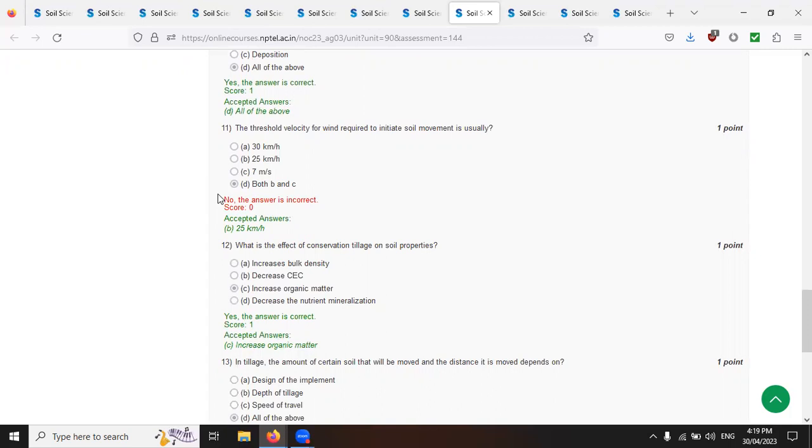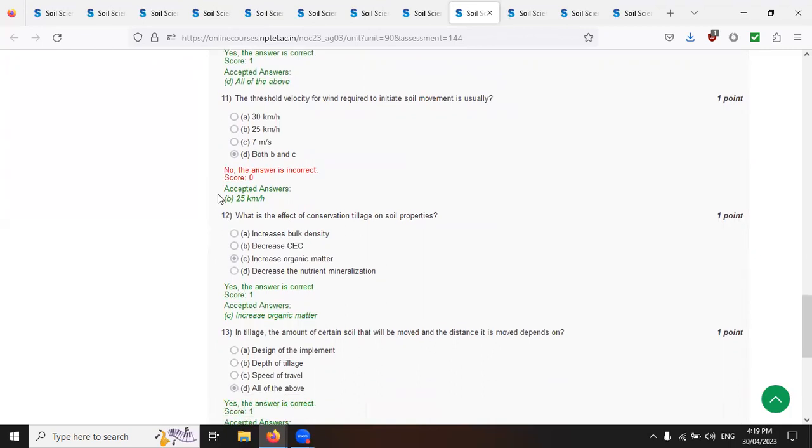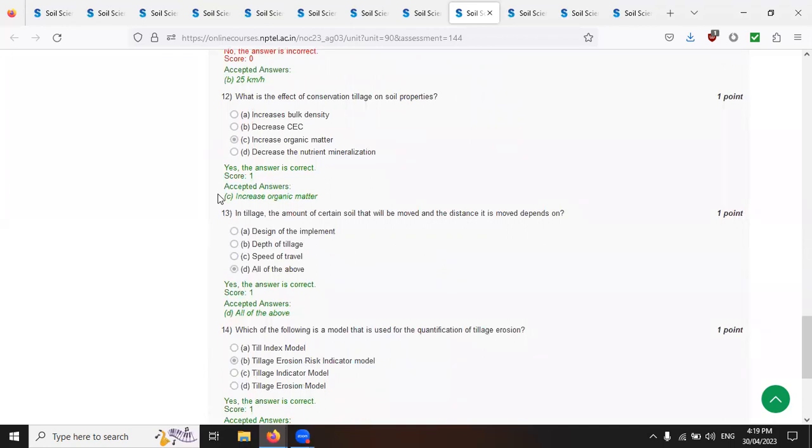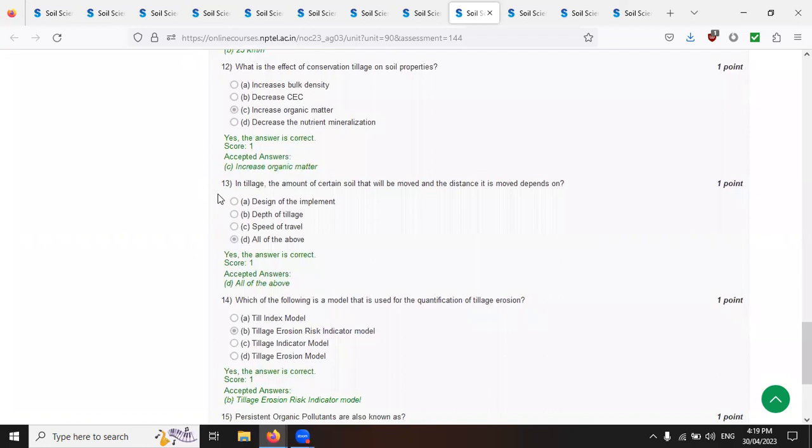What is the effective conservation tillage of soil properties? What does it do? It increases the soil organic matter, which inevitably makes it sustainable. It can keep going. In tillage, the amount of certain soil that will be moved at the distance is moved depends on, what does it depend on? Design, depth, speed, all of them. Which of the following is a model that is used for the quantification of tillage erosion? It's the tillage erosion risk indicator model.